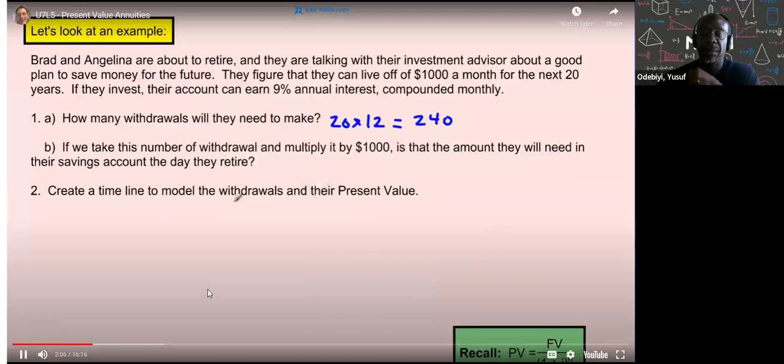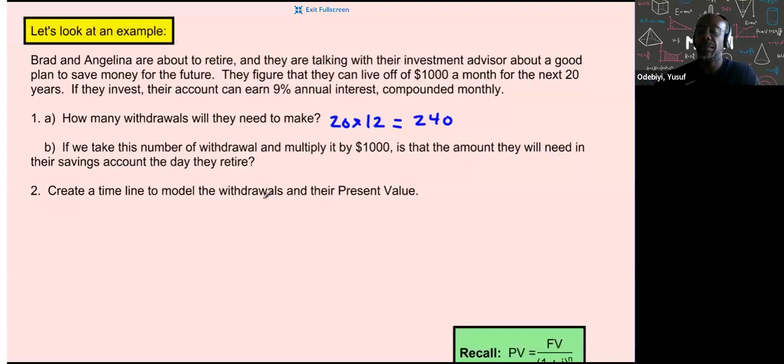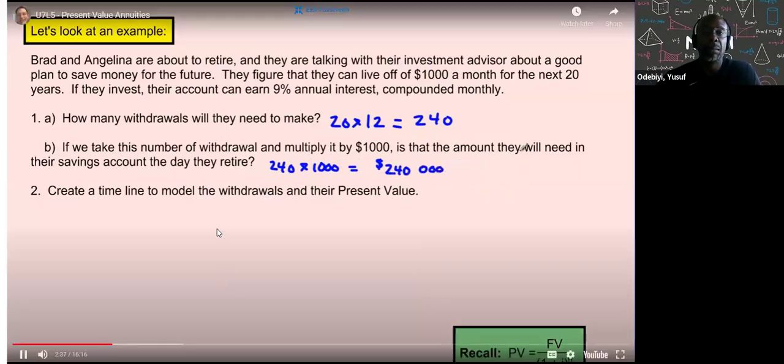Of withdrawals and multiply it by 1,000. Is that the amount they will need in their savings account the day that they retire? Well, if they're going to take $1,000 out a month, 240 times, let's take 240 and multiply that by 1,000. Well, that's $240,000 that they're going to be spending over their retirement. Now, is that the amount of money that they need to initially put into their account the day that they retire?